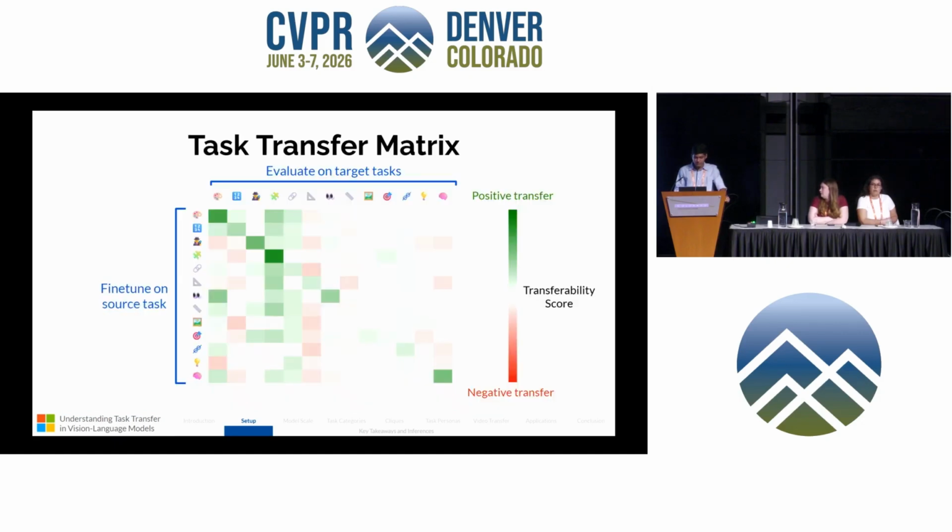So with this setup, we aim to obtain a task transfer matrix. A task transfer matrix essentially has all the rows as source tasks on which we perform fine-tuning, and all the columns as target tasks on which we evaluate the fine-tuned model. Each cell represents the transfer from the source task to the corresponding target task, which is quantified by the transferability score. So a positive score means positive transfer, and a negative score means negative transfer.